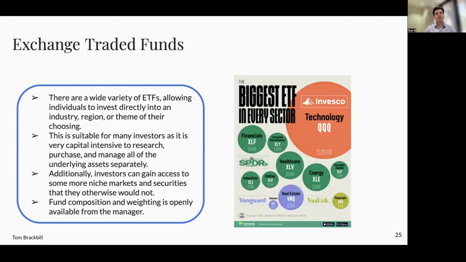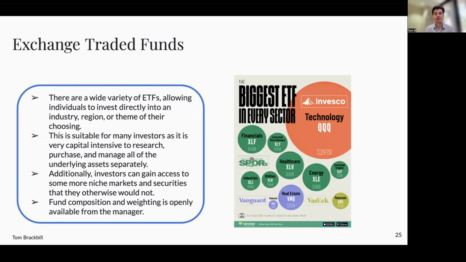These ETFs come in wide varieties. They allow individuals to invest directly into an industry, region, or theme of their choosing, which is why they're so attractive to many typical investors. This is suitable as it is very capital intensive for a retail investor to research, purchase, and manage all of these underlying assets separately, not to mention rebalancing.